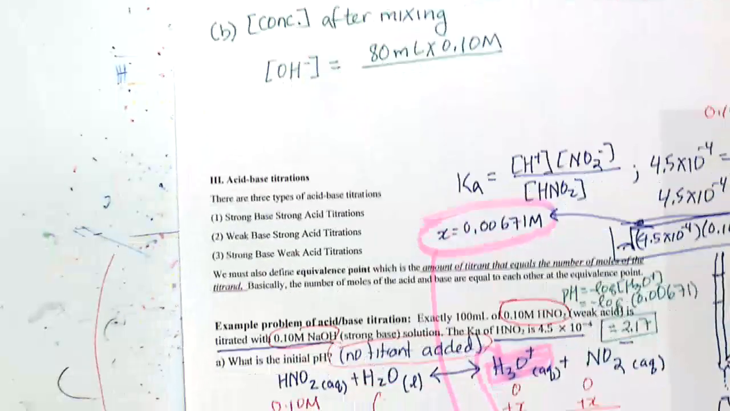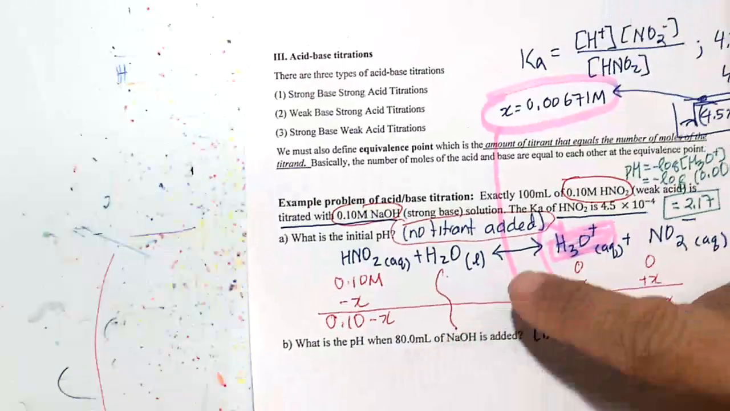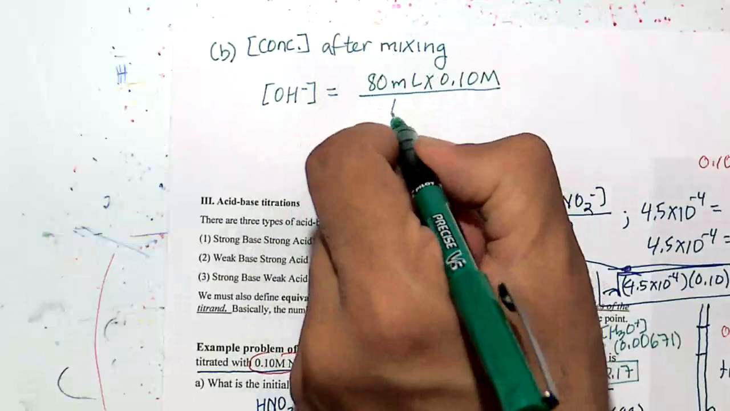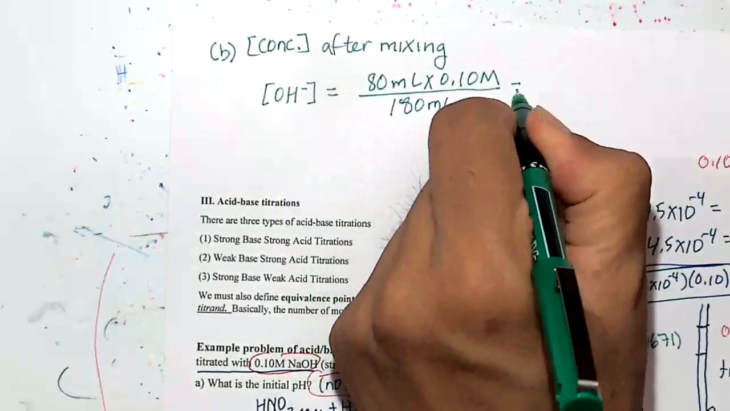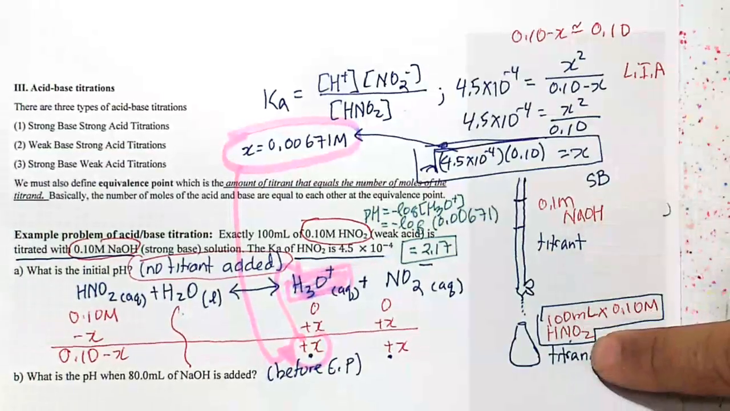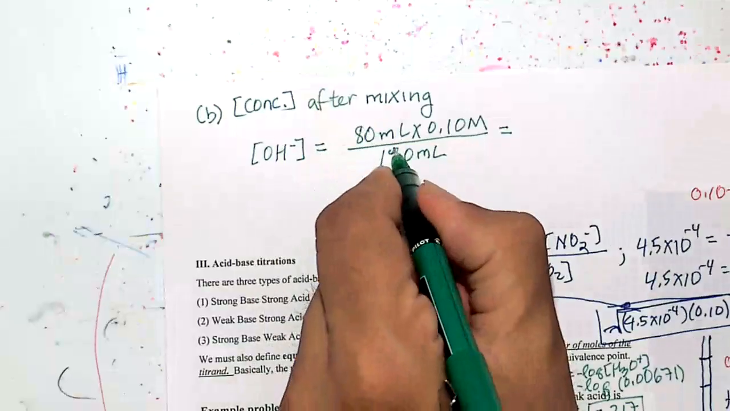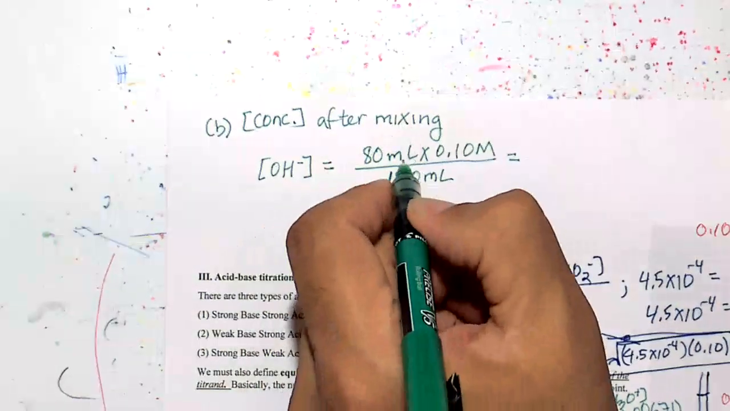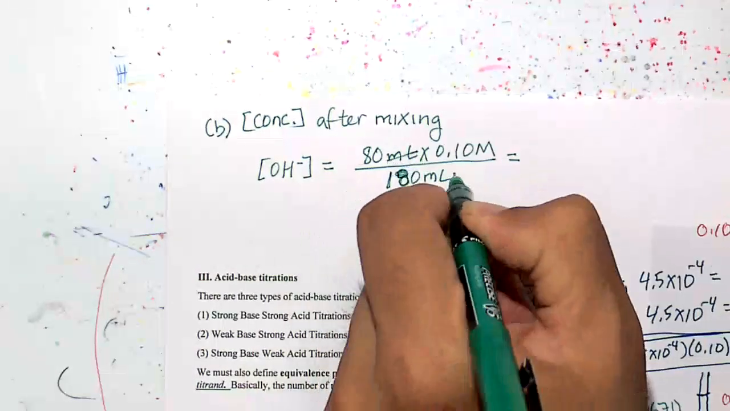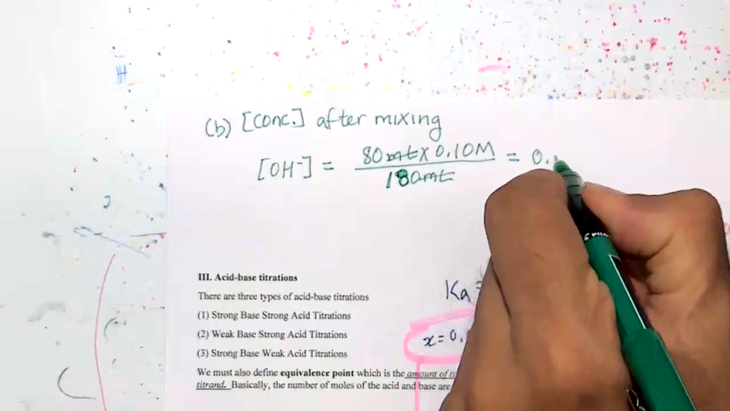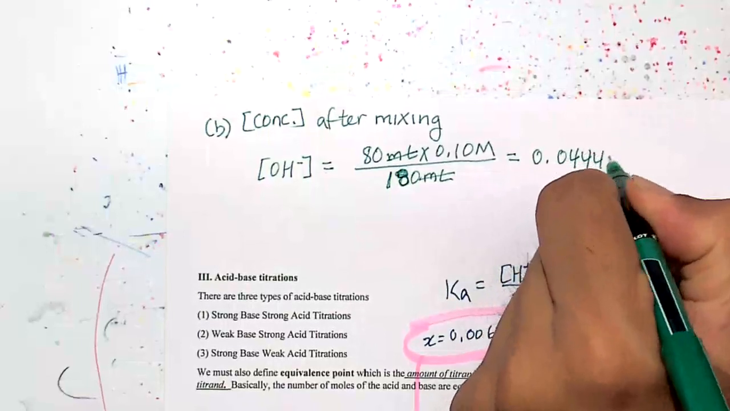What is our total volume? 80 mLs plus 100 mLs. So what is our total volume? 180 mLs. After you mix 80 mLs with 100 mLs of this, you have 180 mLs. The mLs cancel, you're left with molar. So what's 80 times 0.1 divided by 180? Just to save some time, I got 0.0444 molar.